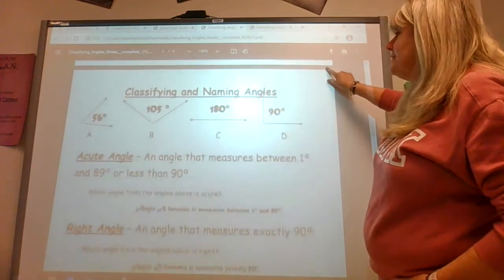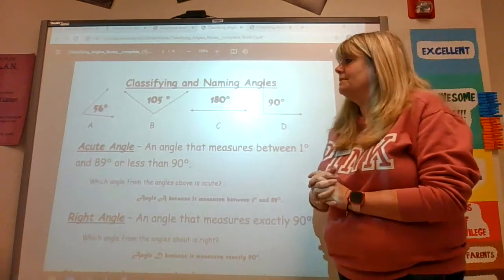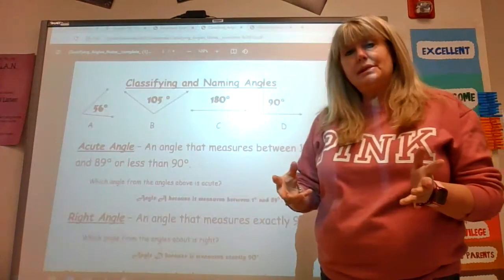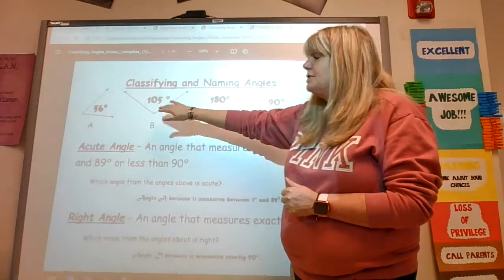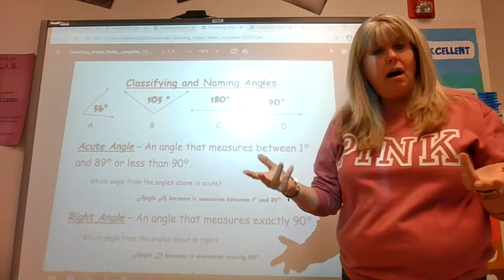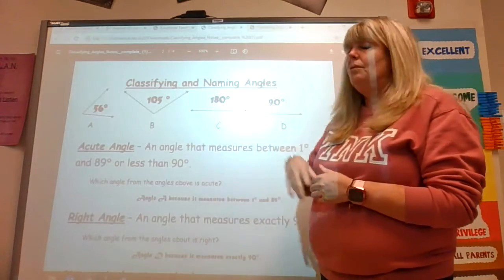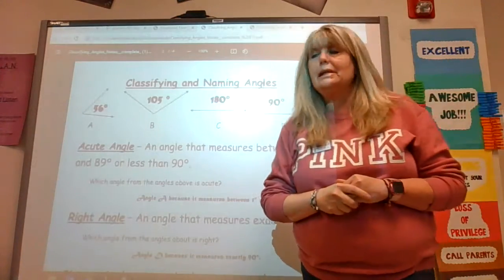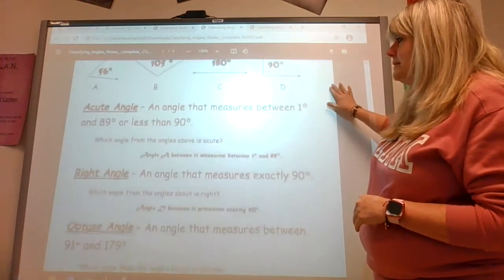Okay, so classifying and naming angles. If this one is less than 90 degrees, we know, of course, it's the acute. If this one is greater than 90 degrees, it's the obtuse. 180 degrees, it's a straight, and exactly 90 degrees, it is a 90-degree angle. And here is the definition.